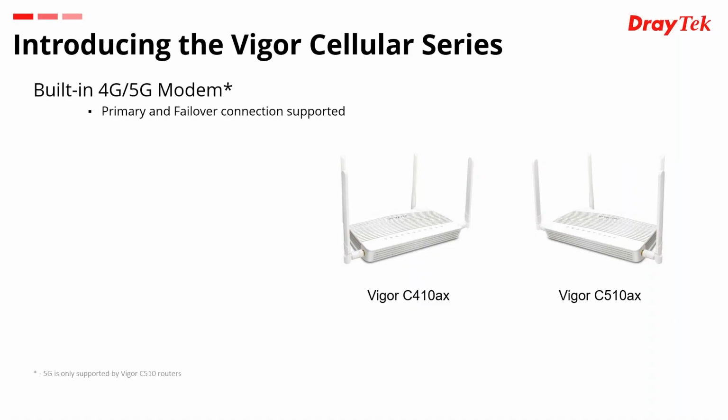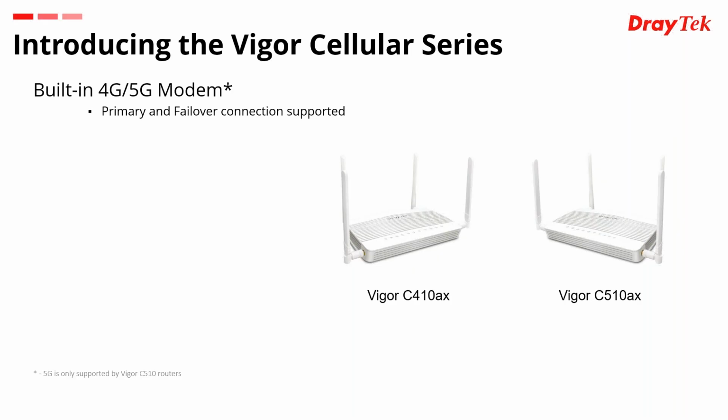So here are our Vigor C410 and C510 routers, and the key difference between the two models and most of the DrayTek routers we currently have is that they come with the built-in 4G-5G modem, and that would be an ideal option for primary or secondary connection.